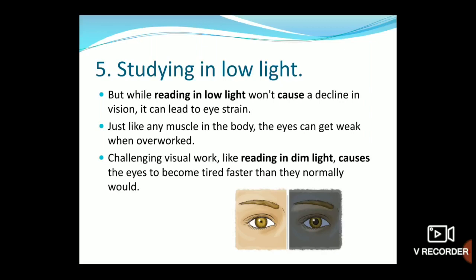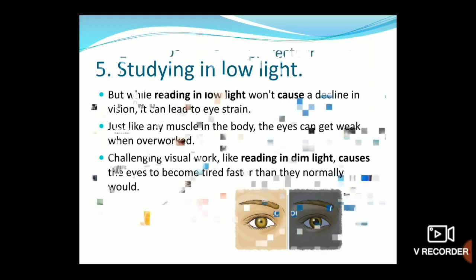Reading or writing in dim light or low light puts pressure on the eye muscles, making them weak over time. Using a smartphone, computer, or reading and writing at night with the room lights off can put more strain on the eyes. So make sure that you are always working in proper light without any strain on the eye muscles. So these were a few habits that affect our eyes negatively.